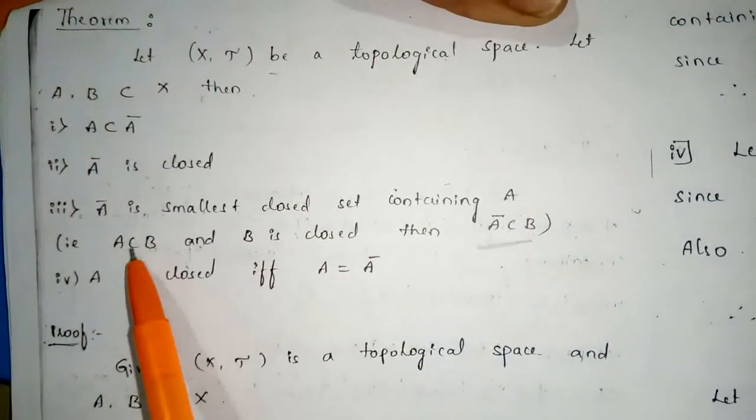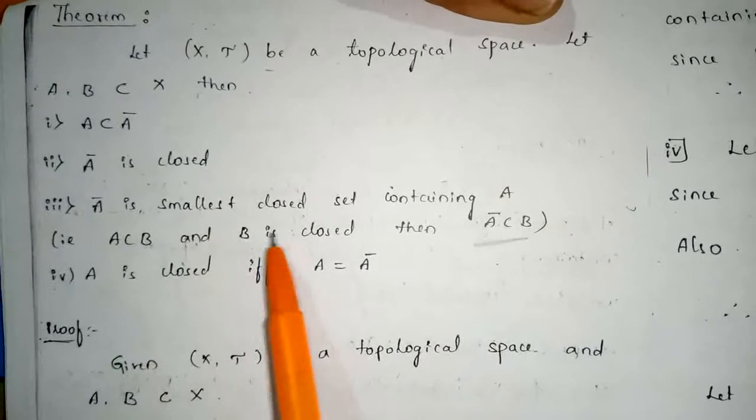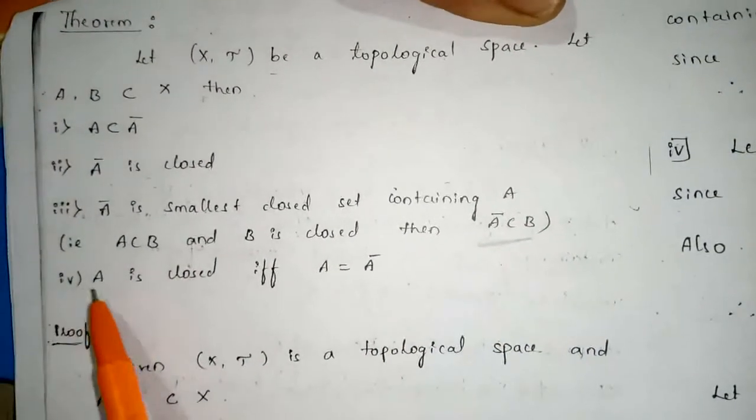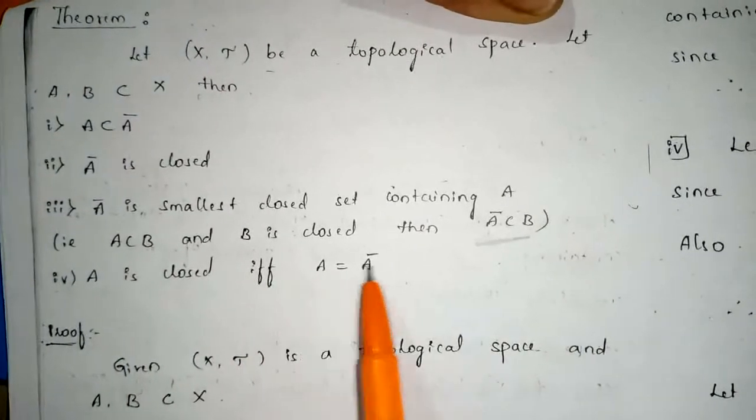That is, we have to prove that if A is a subset of B and B is closed, then A bar is a subset of B. Fourth, A is closed if and only if A equals A bar. Okay, observe the proof of the theorem.